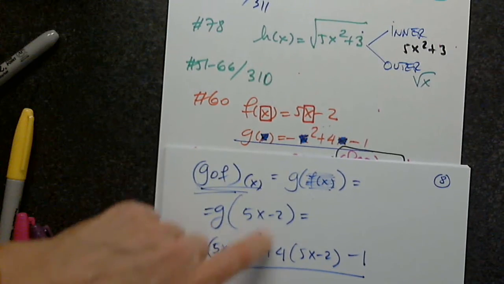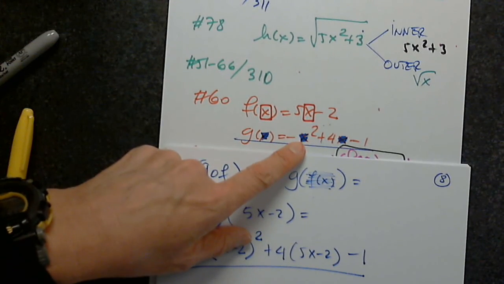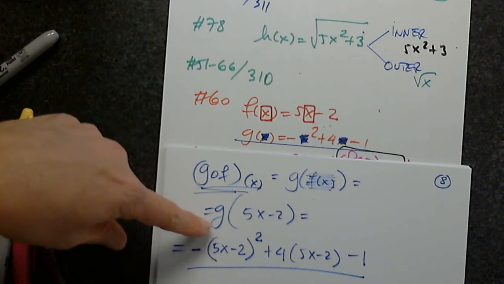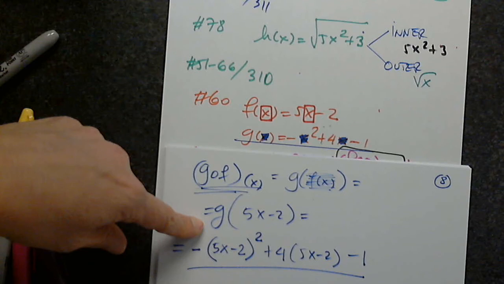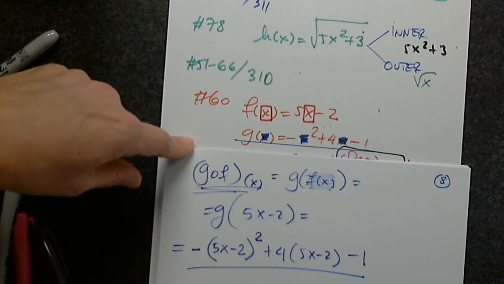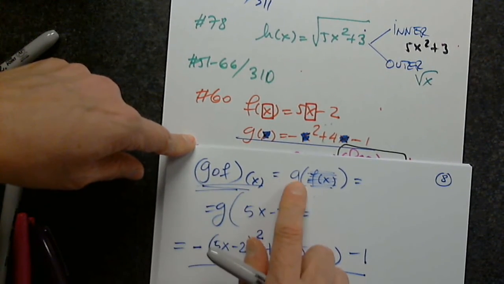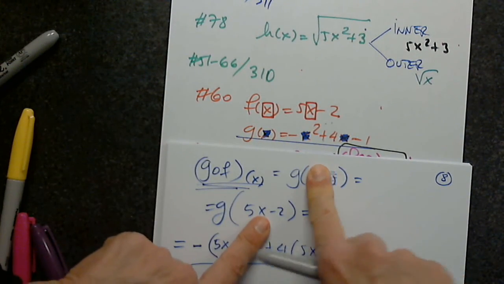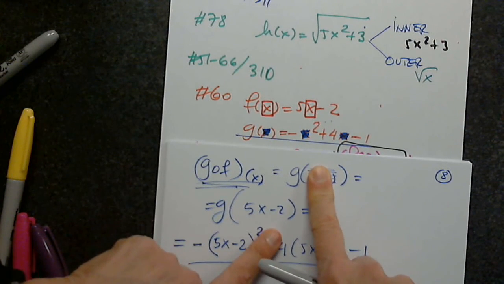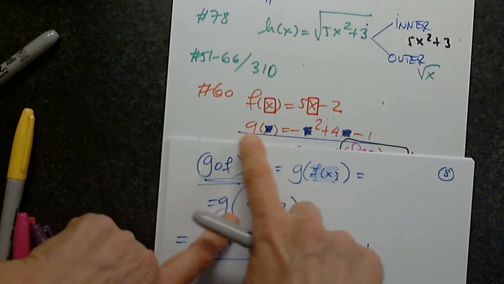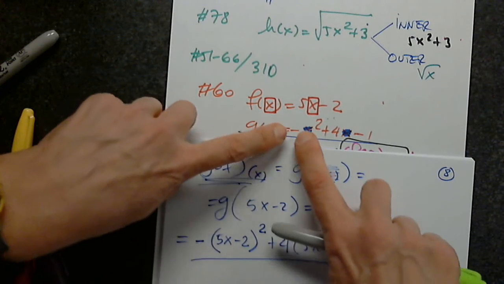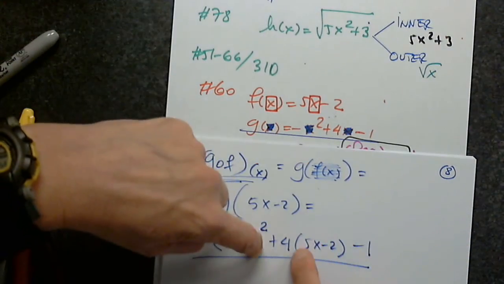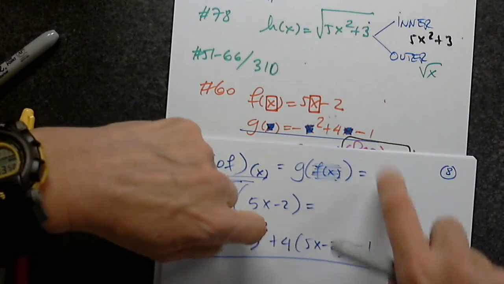No, because I have to square. The function tells me to square. Correct. The definition of g comp f is g of f of x. I have to replace the inner function by what it equals. So I replace the inner function by 5x minus 2. And now I have to replace the x in g by 5x minus 2. I copy negative 1. I copy 5x minus 2 squared. I copy positive 4, multiply by 5x minus 2, and I copy negative 1.